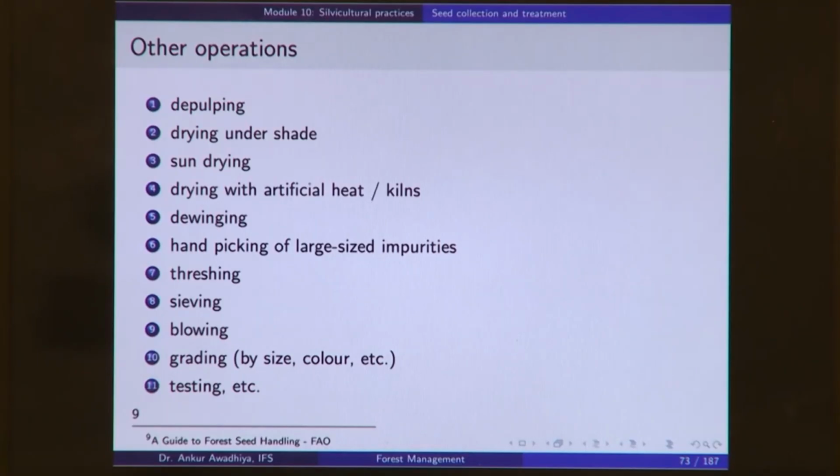But for those seeds that need to be dried very quickly, you will not make use of shade. You will either directly dry them in the sun or you will dry them in a kiln. So, the next operation is drying. So, you have depulped the seeds, you have dried the seeds. Next, we go for a de-winging operation. Now, a de-winging operation is done for those seeds that have wings.